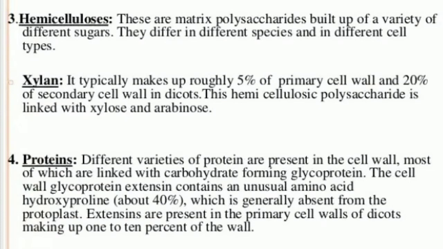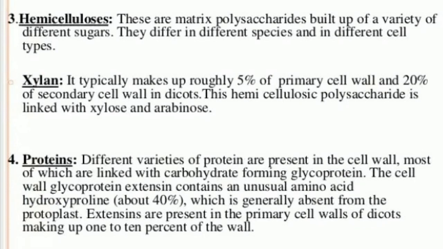3. Hemicelluloses. These are matrix polysaccharides built up of a variety of different sugars. They differ in different species and in different cell types. Xylan typically makes up roughly 5% of primary cell wall and 20% of secondary cell wall in dicots. This hemicellulosic polysaccharide is linked with xylose and arabinose.